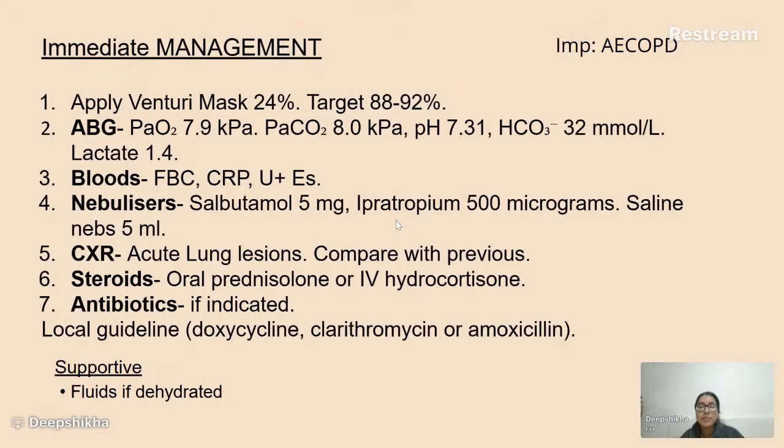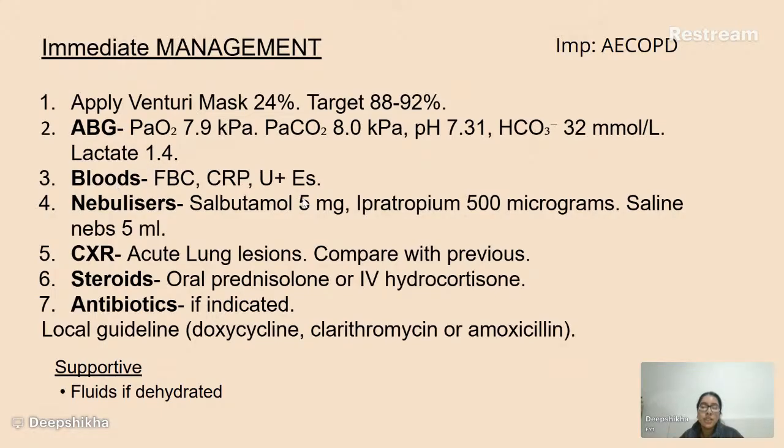drive, essentially. We did his ABG and we find out that his oxygen levels are quite low, 7.9. His CO2 is 8, so he is retaining carbon dioxide, and his pH is 7.31, so he's quite acidic. And his bicarbonate is 32. That means he's chronically compensating for this type 2 respiratory failure. And his lactate seems to be okay, 1.4.